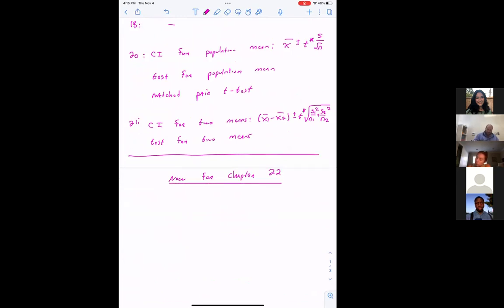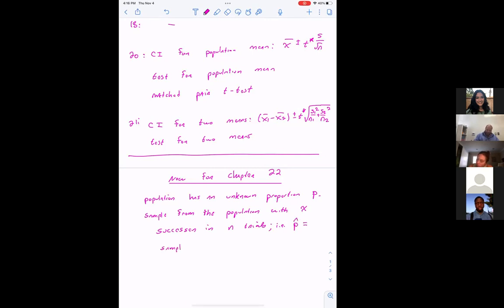It's all about proportions. So you have a population, and the population has an unknown proportion P. And then we have a sample from the population with X successes in N trials, i.e. P hat, which is the sample proportion, is the number of successes divided by the number of trials. P hat is equal to X over N.